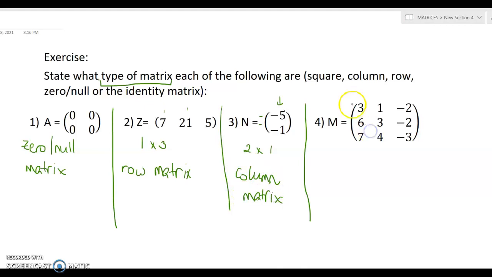And then last one, let's take the order here. 1, 2, 3 rows, so 3 by how many columns? 1, 2, 3 columns. So we have the same number of rows and the same number of columns, so it is a square matrix. So very easy, and in our next video we're going to get into more of the meat of the stuff in matrices, addition, subtraction in matrices, and later on we'll do multiplication and so on.